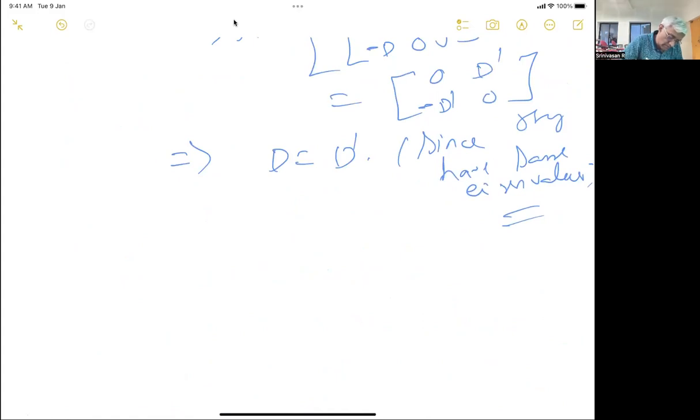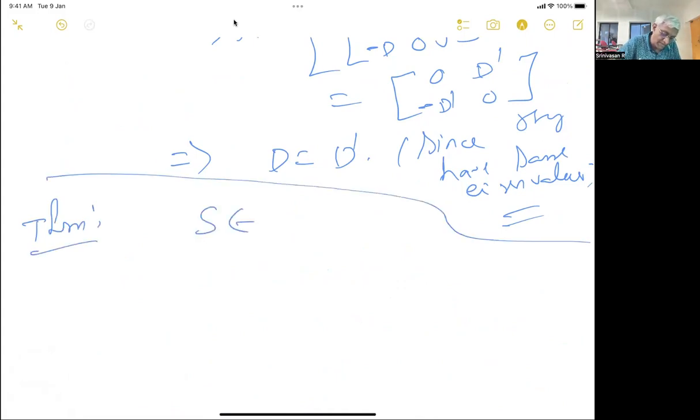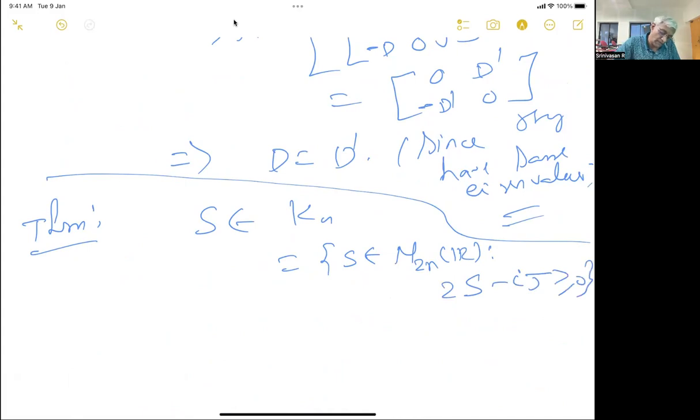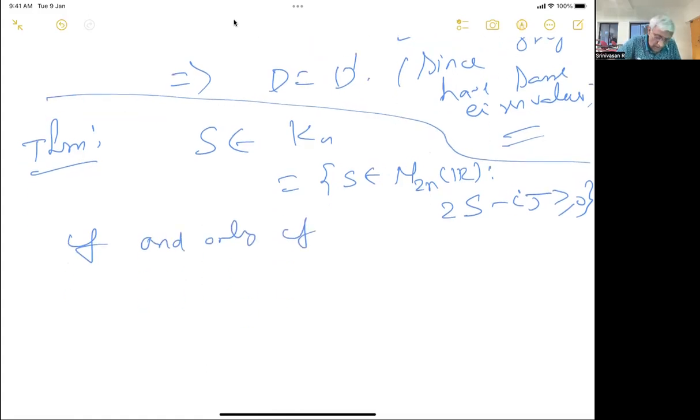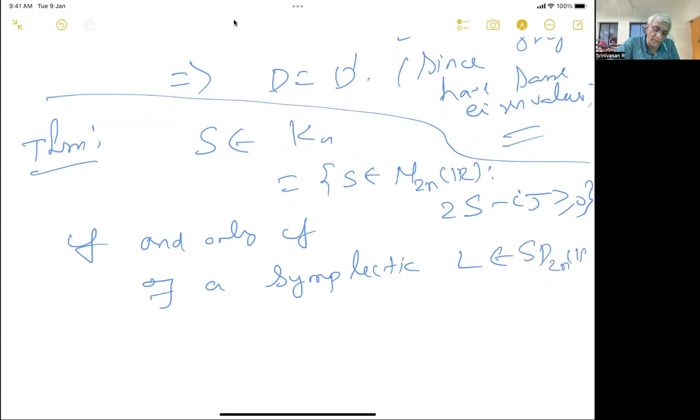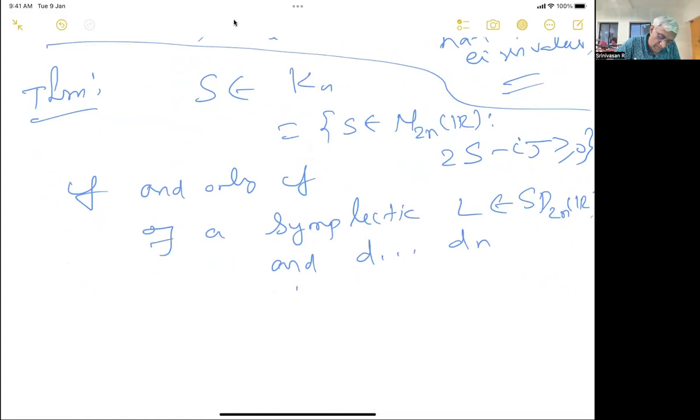So this is the new theorem. S is in Kn. Maybe I will write Kn again, which is equal to all those S in M_2n such that S plus iJ/2 is greater than or equal to 0, if and only if there exists a symplectic L, of course, which is in Sp(2n, R), and D1 up to Dn with all Di greater than or equal to half. Okay, that is the condition.